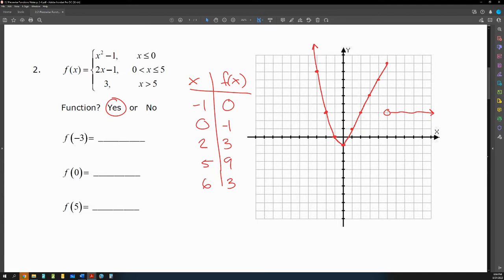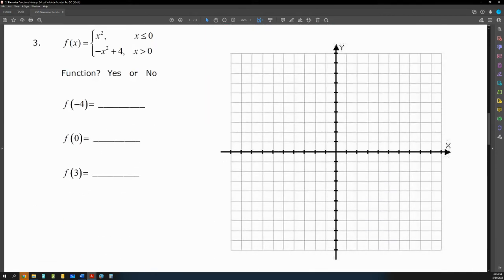Evaluating f of -3. So plugging in -3, that's that first piece. We have the quantity -3 squared minus 1 is 8. Our y-intercept, f of 0, we evaluated for already. That's that first piece again. So we have 0 squared minus 1 is -1. And then finally, evaluating f of 5, that's our other key value. That's that middle expression there. 2 times 5 minus 1 is 9. And we can also obtain that from the graph. Let's try another.